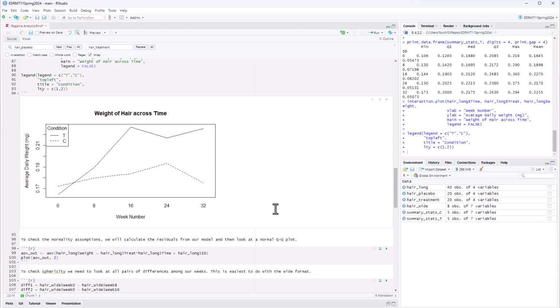Similarly, if we were to look at the main effect of week, we'd be averaging the Rogaine and placebo conditions. So we would look at week 0 here, everyone averaged together. Week 8, everyone averaged together. Week 16, that makes no sense either, because the women are in two different conditions, placebo and Rogaine. Why would we want to average them together?